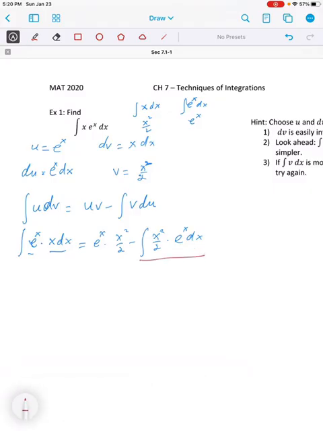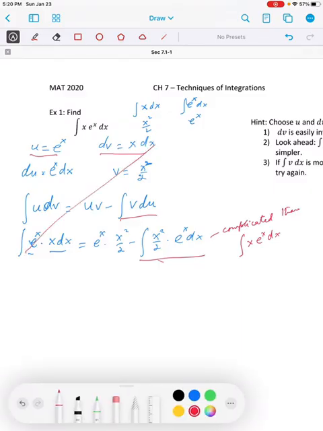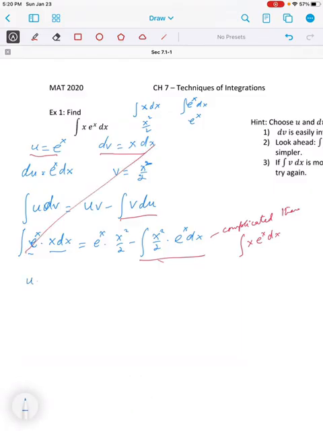But look now here, what happened? This expression which we got for that one, it is complicated. Then the given was this. So this one became more complicated, which means that the choice that we took for u and v is not good. So it means we have to go back and cross this out, and we have to redo our problem by choosing u to be x and dv to be e to the x dx.